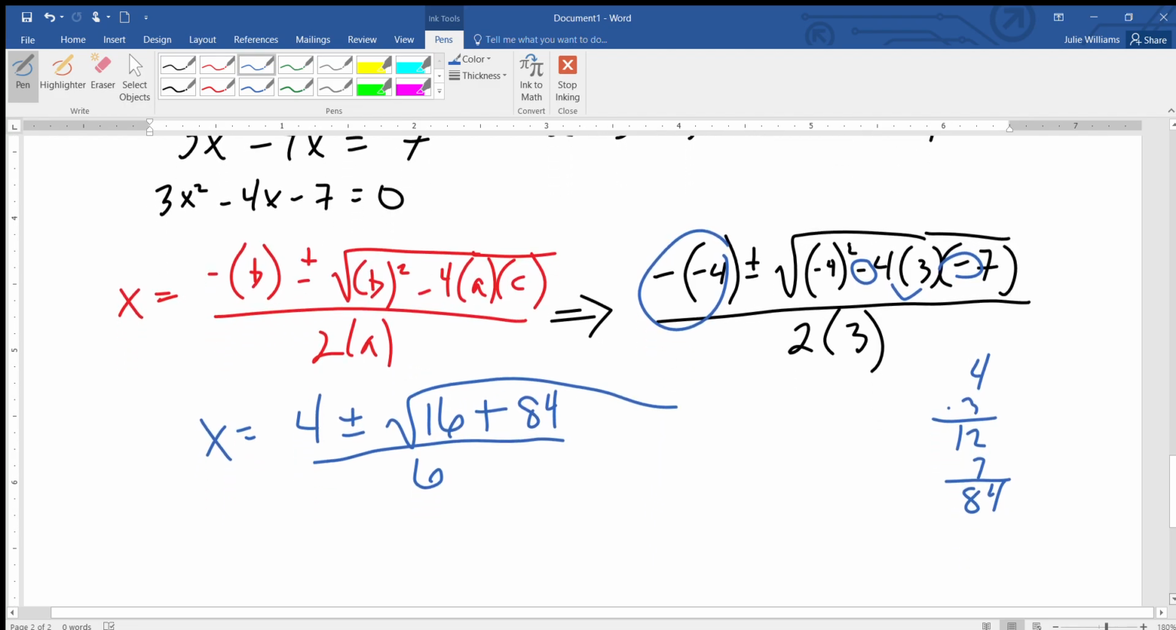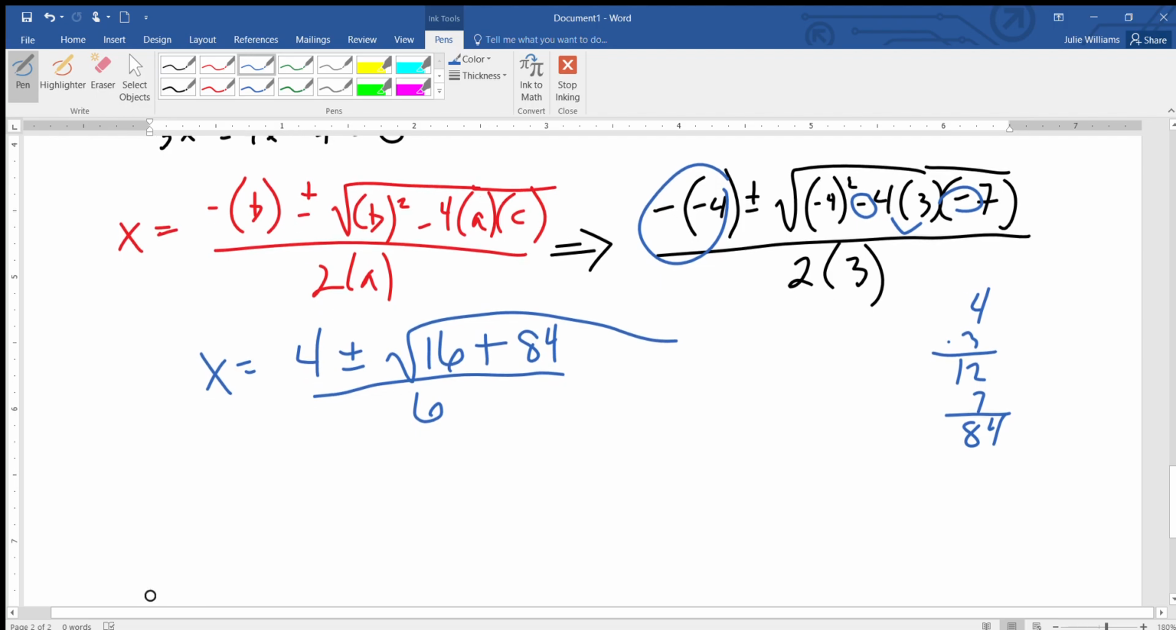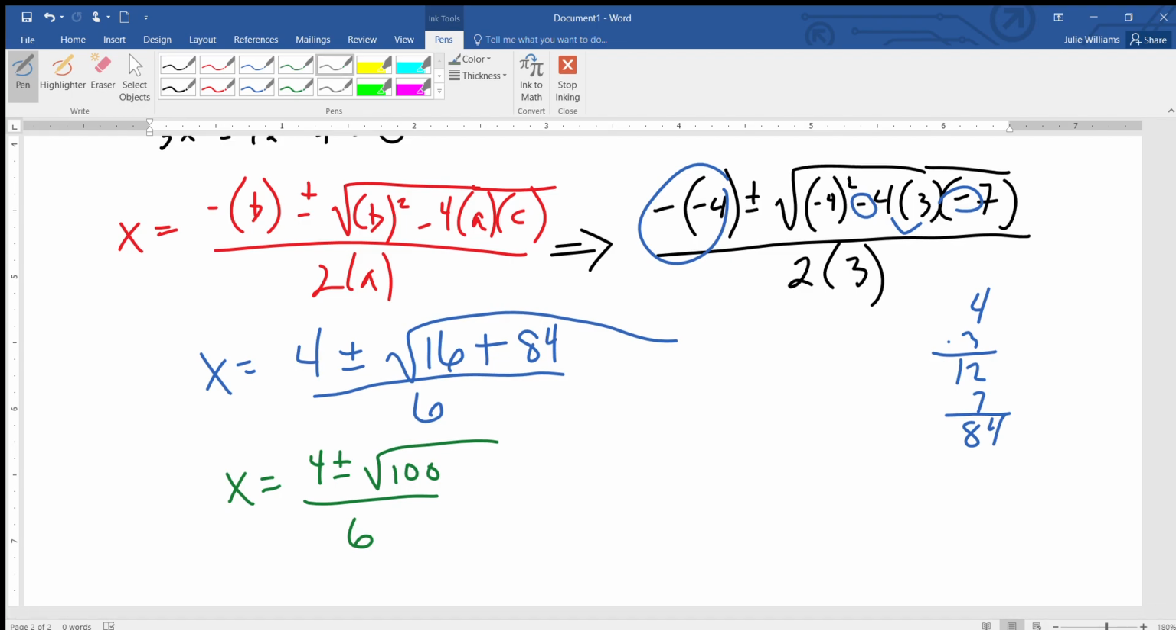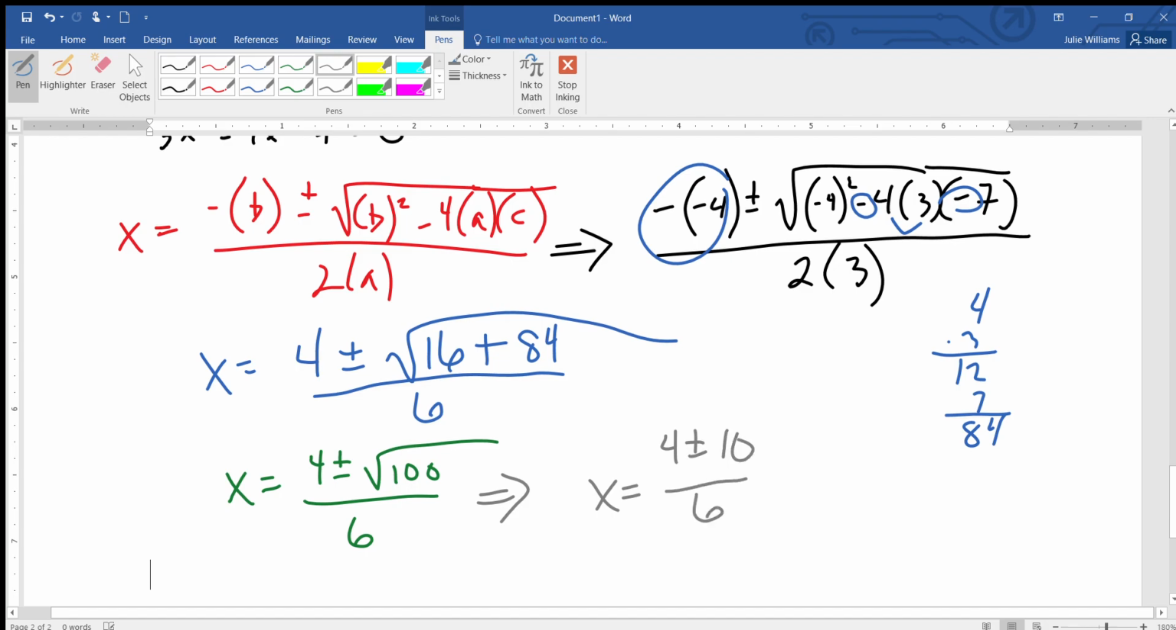Okay, let's go down just a little bit. Let's use the green. Okay, next step. Simplification again, that's it. So x is equal to 4 plus or minus the square root of 16 plus 84. You will find that that is 100 all over 6. Okay, well we know what the square root of 100 is, don't we? So now that's telling us that x is equal to 4 plus or minus, what's the square root of 100? 10. 10 all over 6.